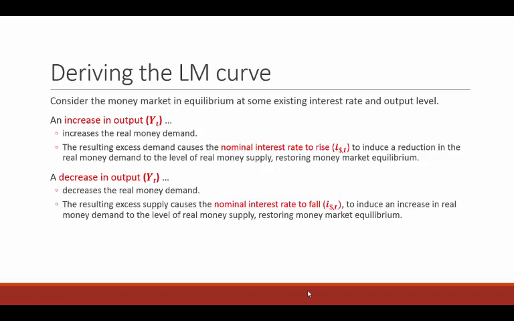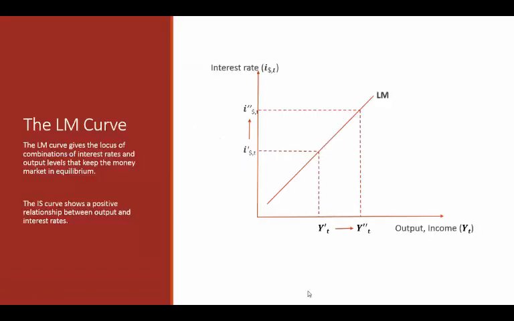Thus, we have that output and interest rates are positively related in the money market as captured by the LM function. This is depicted on this slide. With interest rates on the vertical axis and output on the horizontal axis, an increase in US output from Y prime to Y double prime causes the US nominal interest rate to increase from I prime to I double prime. This shows a positive relationship between the two variables.